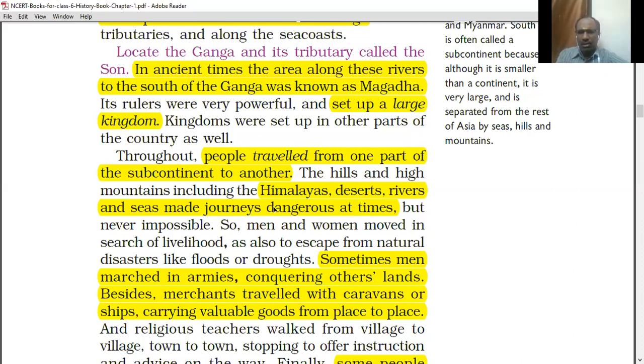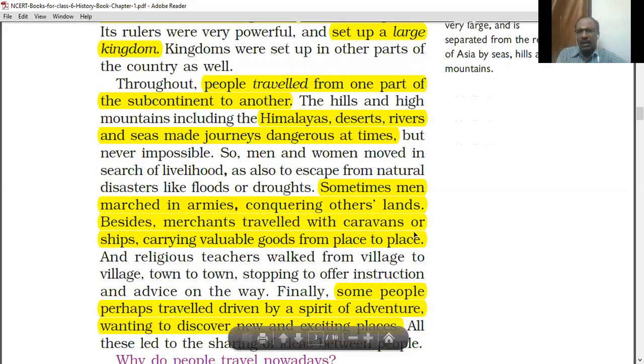Sometimes men marched in armies, conquering other lands. Besides them, there were merchants, who are definitely the traders. They traveled from one place to another and sold what they had. What kind of vehicle they used to carry their goods from one place to another is an interesting fact to know about the past.